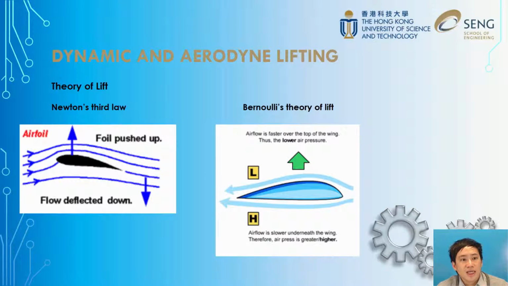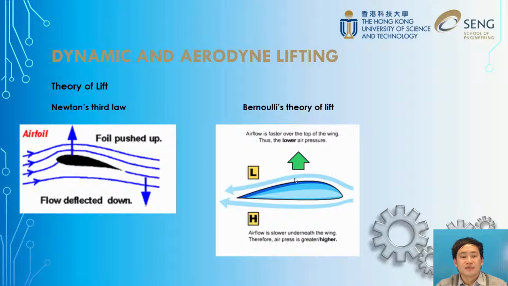First of all, the shape and the orientation of the cross section are designed in a way that it will drive the air particles downward through the cutting action. So the downward movement of the air particles will then generate an upward reaction force acting on the propeller according to Newton's law of motion.